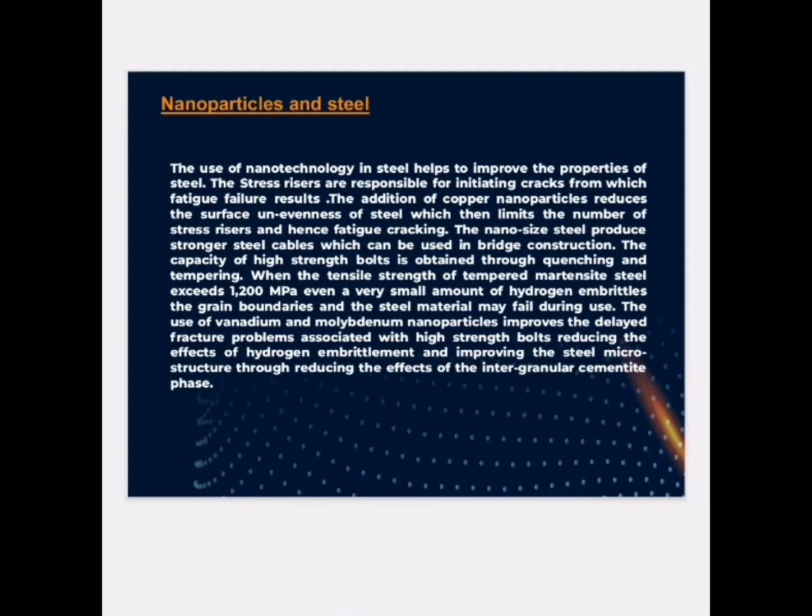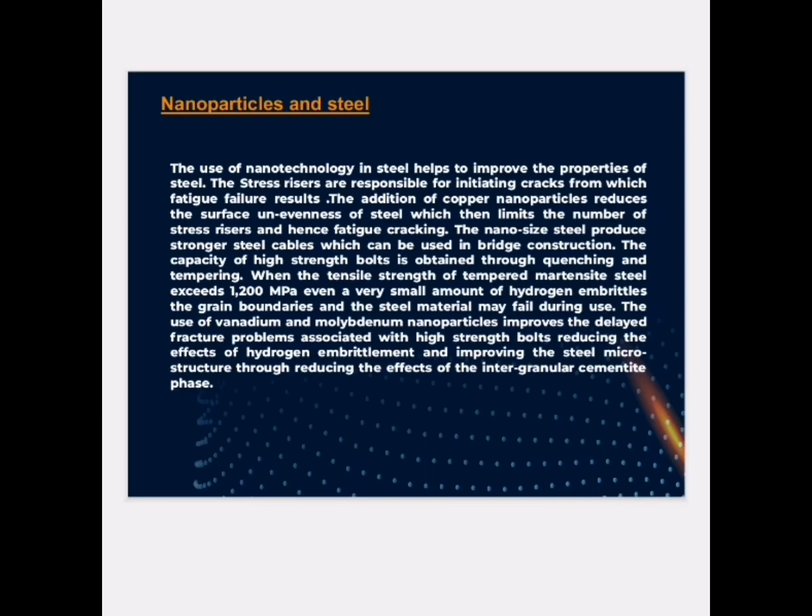The first application is nanoparticles and steel. The properties of steel can be improved by using different nano techniques. If we take a small piece of steel and apply some stress on it, it will initially begin to crack and then result in the fatal failure of steel, which can be modified by quenching or tempering with copper nanoparticles. This resultant steel can be used in the construction of bridges.